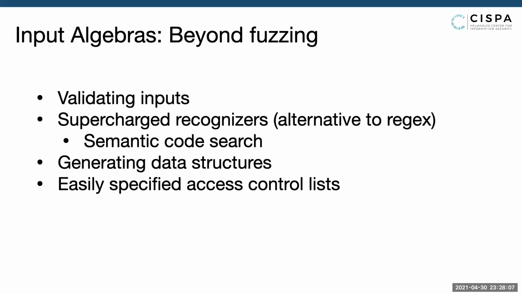Beyond testing, that is, precise control during fuzzing and for validating fixes, our input algebras have a number of other uses. They can be used as a mechanism for validating inputs, removing dangerous inputs before they reach the parser. And they can also be used as an alternative to regular expressions, forming supercharged recognizers. And such recognizers can be used for static analysis of code bases, looking for specific bug patterns. And we can use input algebras for generating data structures for API calls. All these form our future work.